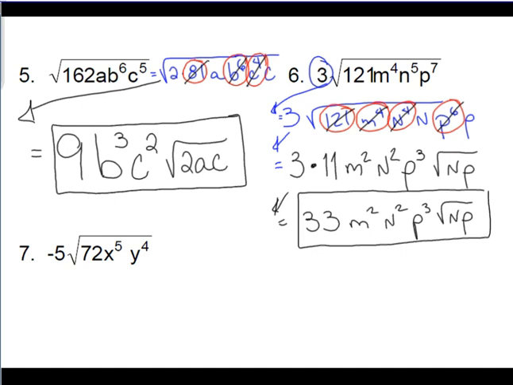And the last one we're going to look at today is number 7 here. Again, the 5 on the front, he's just going to be chilling out front until we get done with everything in the radical. So I have the negative 5. The stuff inside my radical is going to be 2 times 36, because 36 is a perfect square. This is going to be x to the 4th times x. That gives me 5 of them, but I need to break part of it off into its perfect square form. And then I have y to the 4th.